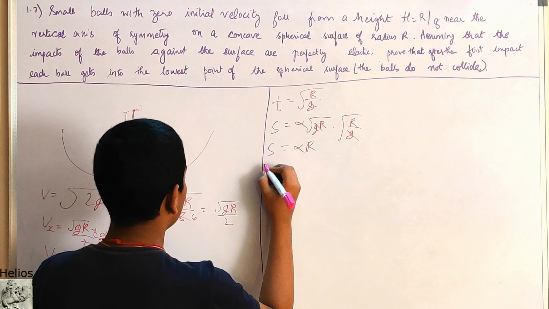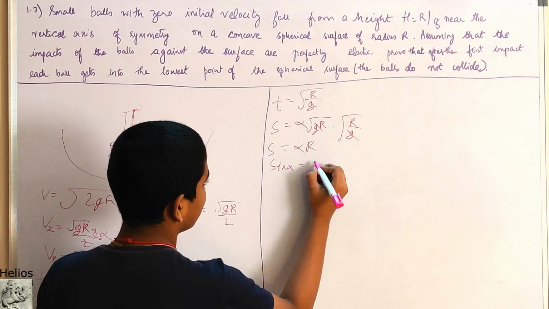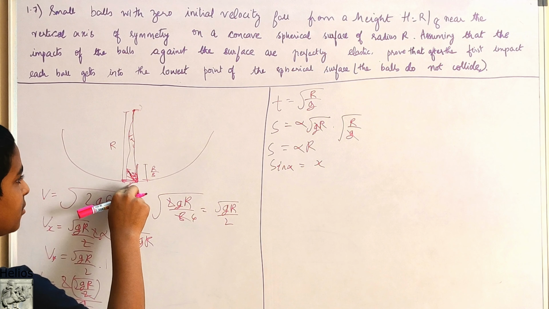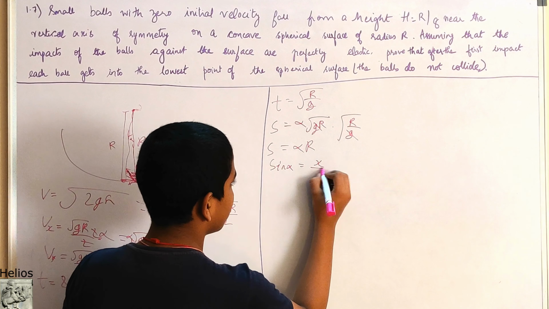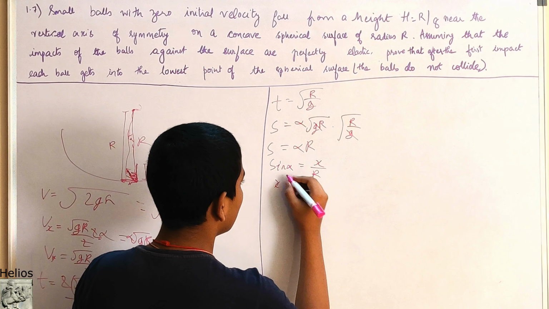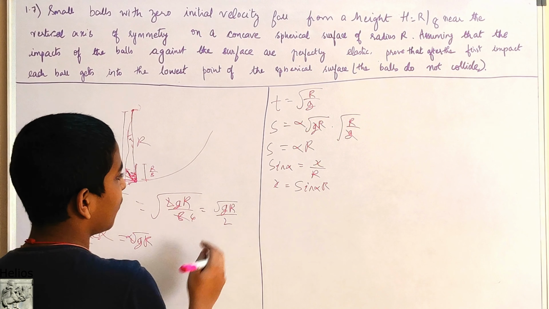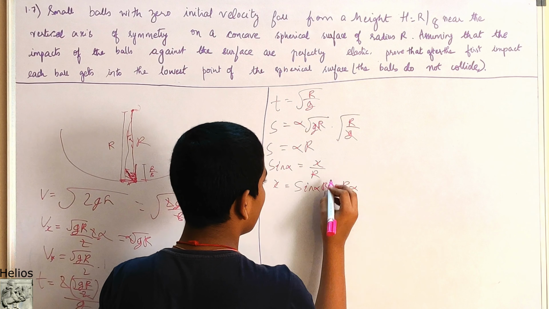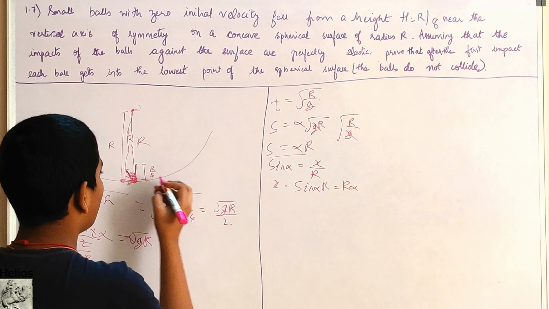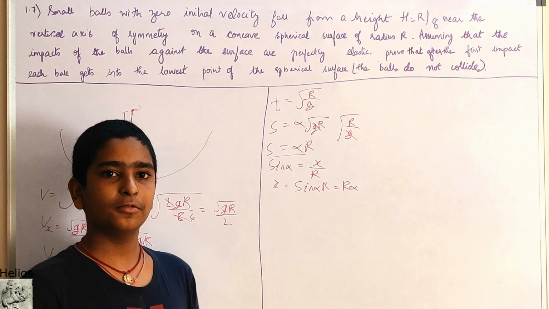Now let us find sine alpha. Let this be x. Then x by r, this is r, x by r equals sine alpha. Therefore x equals sine alpha into r. As I already told, as alpha is very small, sine alpha tends to alpha, so that equals alpha r. So this means that the balls will come here after the first collision. Hence proved. Thank you.